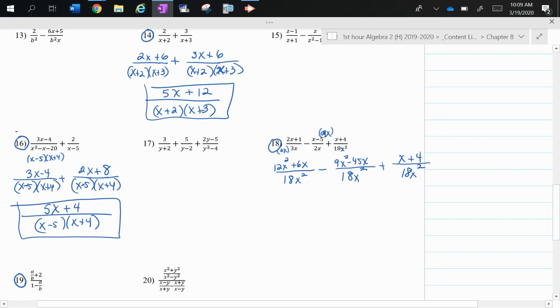So we have to be careful with this subtracting here because I'm subtracting more than one term. So when I'm combining my like terms, I have to distribute my minus sign there. So I have 12x squared minus 9x squared, which is 3x squared. I have 6x, that's minus negative 45. So that's 6x plus 45x, and then plus another x from that third fraction. So 6 plus 45 is 51, and 51 plus 1 is 52x. And then lastly, I have a plus 4, all over 18x squared.